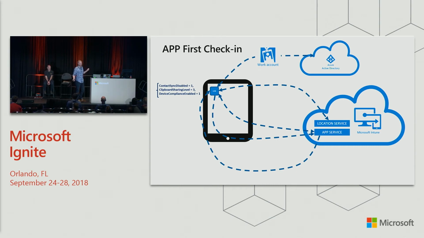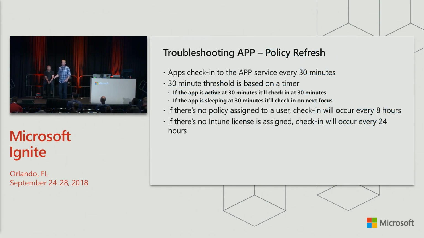And these settings are then going to be picked up by the SDK, and they're going to be interpreted, and the features that you would expect are going to be blocked and controlled. So once we've done first check-in, we need to do policy refreshes. This is another question that I get all the time: how often do these applications check in for policy changes? By default, and this is something that you can't change, there's a 30-minute threshold for check-ins.